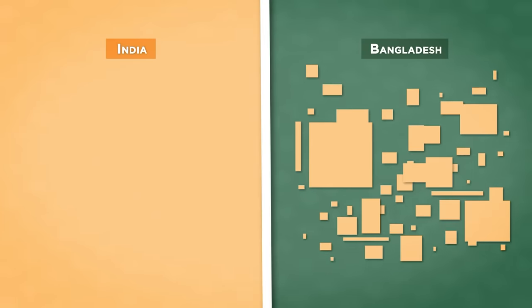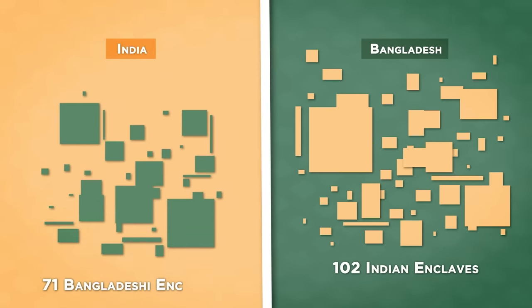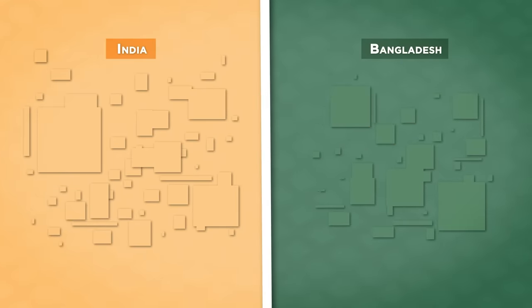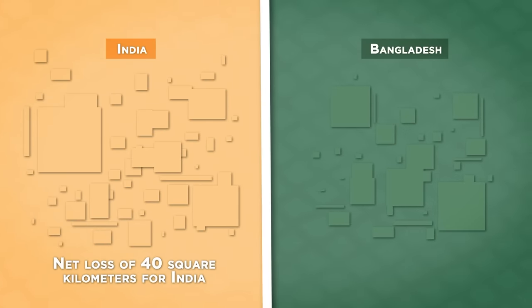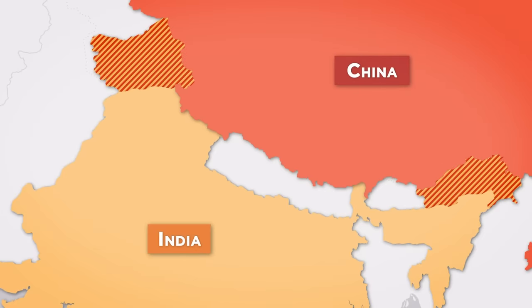Remember that India had 102 enclaves inside of Bangladesh, while Bangladesh had only 71 enclaves inside of India. If they just swapped these enclaves, it meant that India would be a net loser of roughly 40 square kilometers of land to Bangladesh. And to many Indian nationalists, that wasn't ideal. Keep in mind that India has ongoing major land disputes with both Pakistan and China over in other places, and them giving up 40 square kilometers of land to Bangladesh might have been seen to them as a weakness.